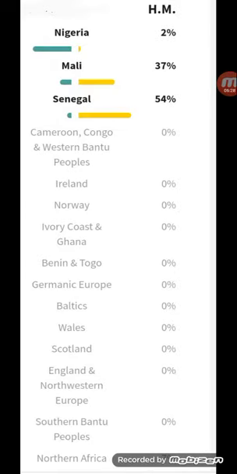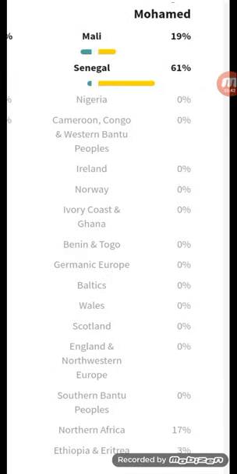All right, so this one right here, 37% Mali, 54% Senegal, 2% Nigeria, 7% North Africa. I was confirmed that they were Fula or Fulani. This one right here is 19% Mali, 61% Senegal, 17% North Africa, and 3% Ethiopia and Eritrea. I spoke with my other cousin match. They matched them as well. Confirmed that they're Fulani. What you'll notice is with a lot of the Fulani, they have high amounts of Senegal and Mali DNA, and then they have a mixture of North African as well.